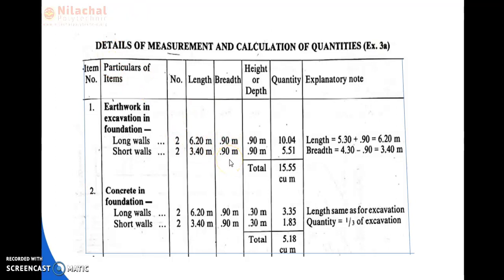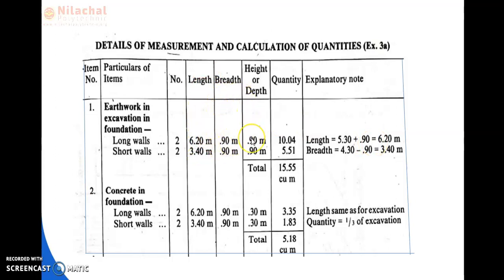Then next is length. How can we define the length of the long wall and short wall? The formula for the length of the long wall is center to center distance plus 1 breadth. The breadth is given 0.90. The long wall center to center distance is 5.30. So, 5.30 plus 0.90 is equal to 6.20 meter. So the length of the long wall is 6.20 meter. Breadth is already given 0.90 meter.